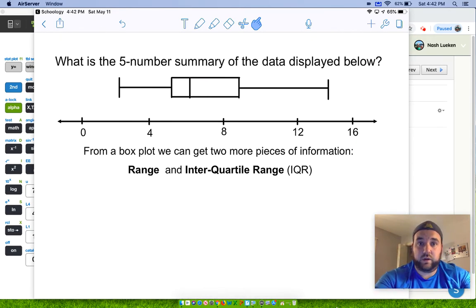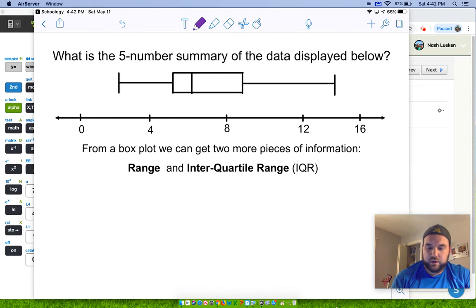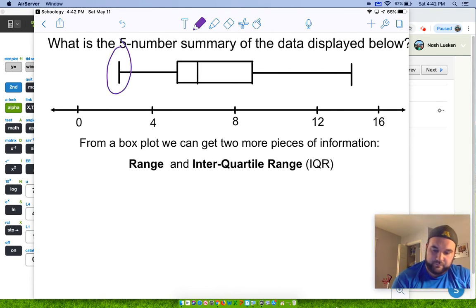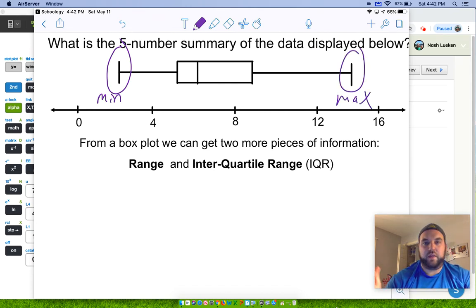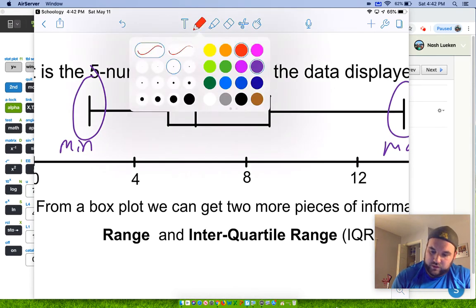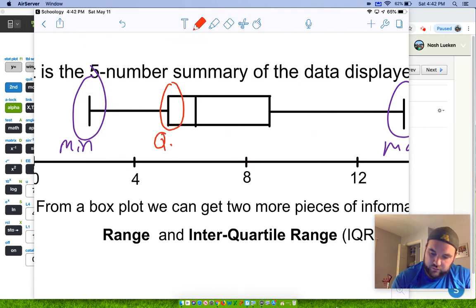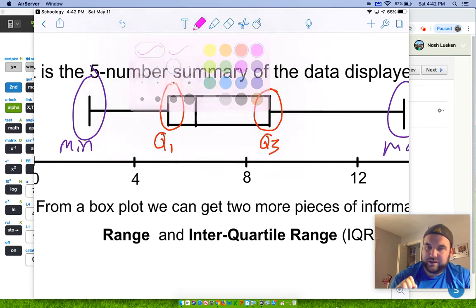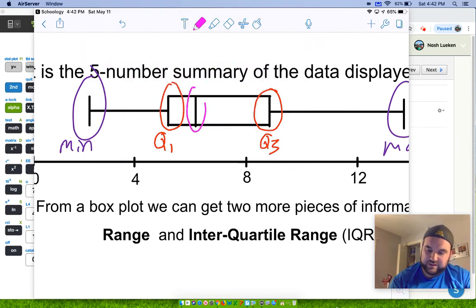Here's what a box plot's going to look like. It'll always be expressed on a number line. So you have something like this. Here's the minimum. This is the maximum. And then the box itself spans from the first quartile to the third quartile. So in here, this is Q1, this is Q3, and then the line in the box, it's not always in the middle, tells you where the median's at.